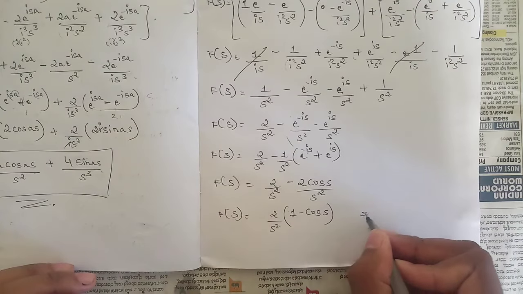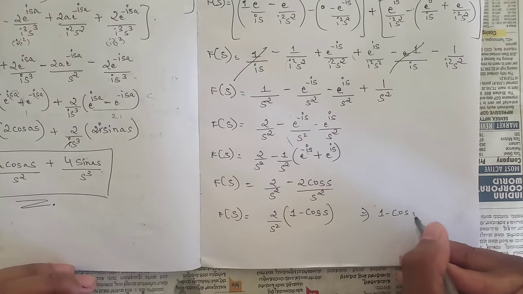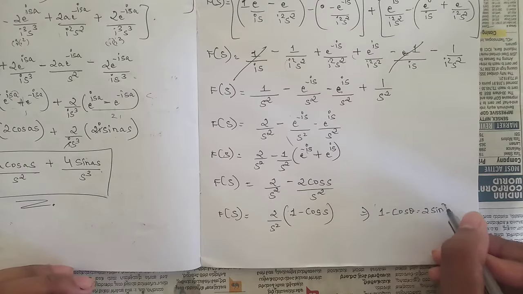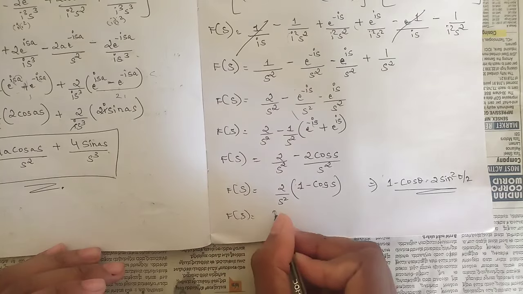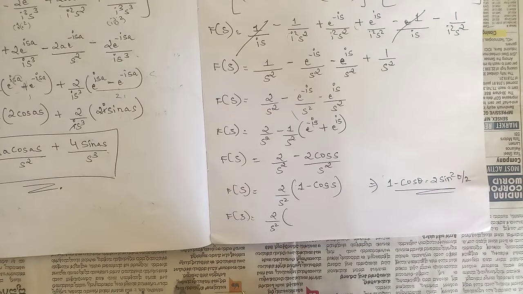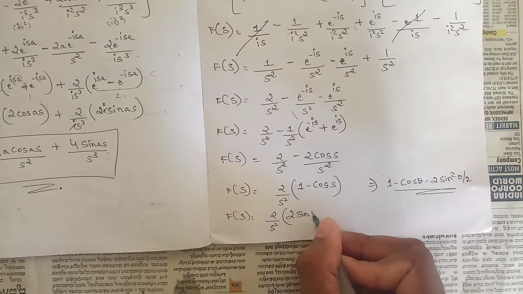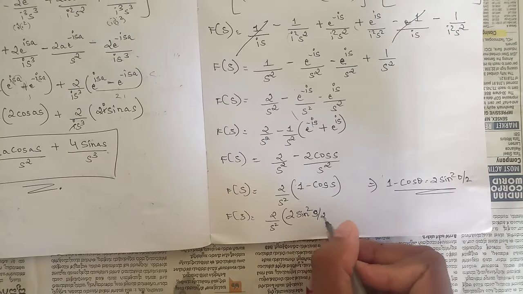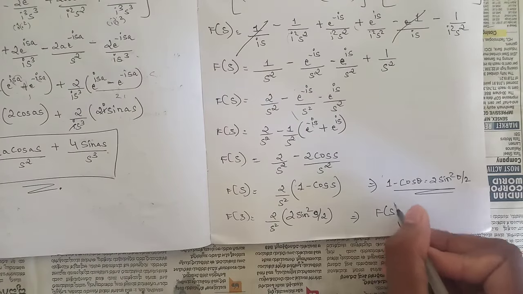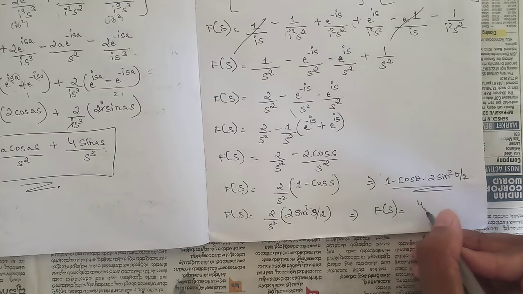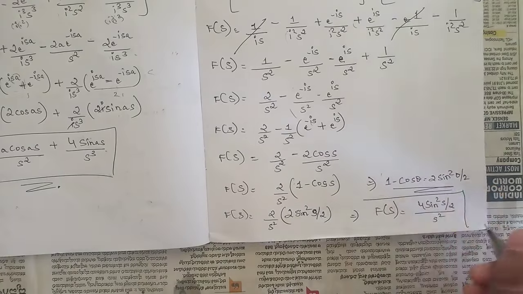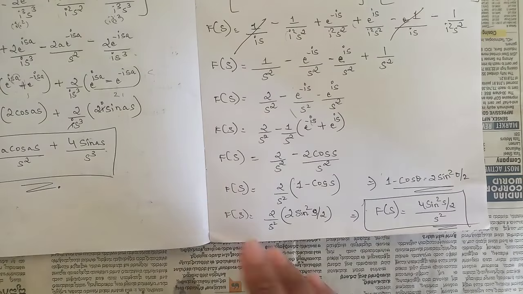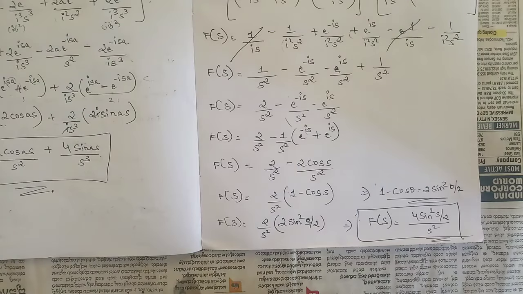So we have a trigonometric identity formula, that is 1 minus cos theta is equal to 2 sin square theta by 2, right? The same thing I am going to write it here as well, that is 2 by s square into 1 minus cos s is equal to 2 sin square, in place of theta there is s, so s by 2. So the final answer of f of s would be 2 into 2 is 4, 4 sin square s by 2 divided by s square. So this is your required f of s. Okay, so now by using this f of s we are going to deduce the case which is given in the question.